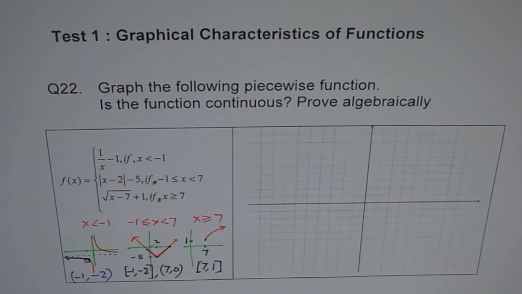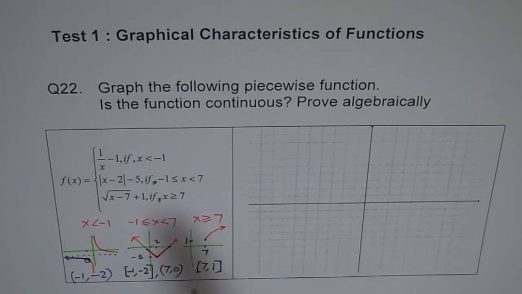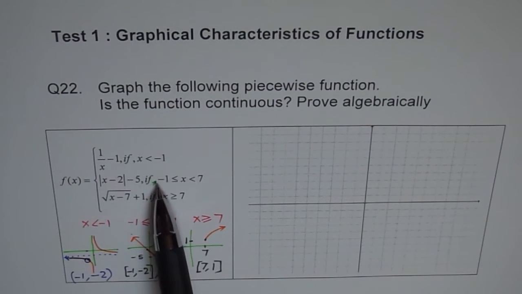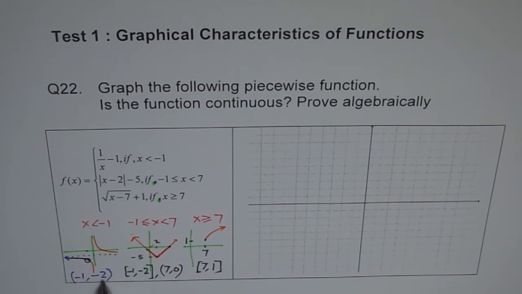I'm not writing it here, but I'm trying to tell you so that you can prove algebraically. So algebraically what we did was, we found our points at these joining points where the pieces join together. And for first and second piece, we found that at minus 1, they join together at the same point. So they overlap. And therefore, the function is continuous at minus 1.